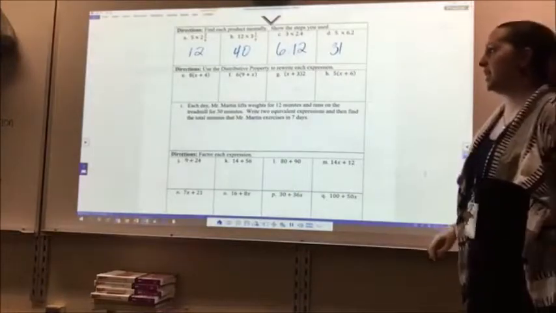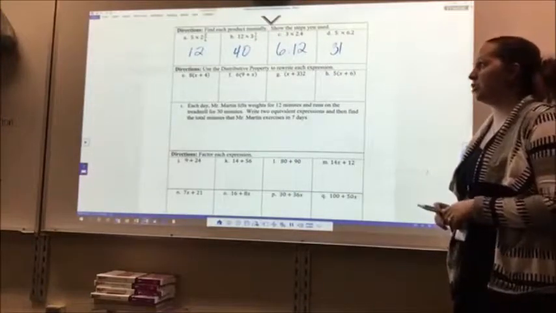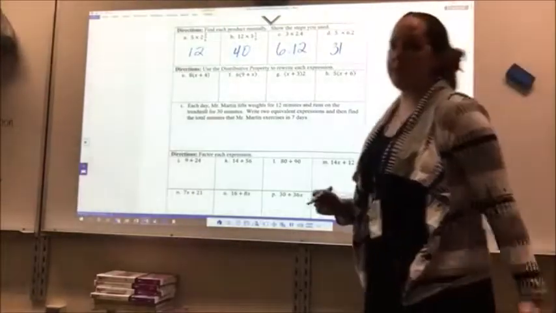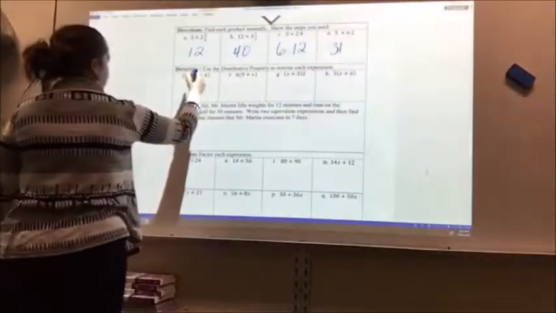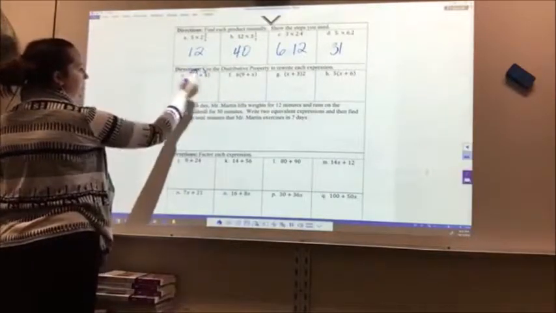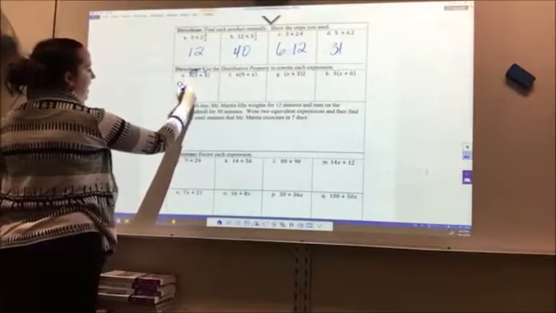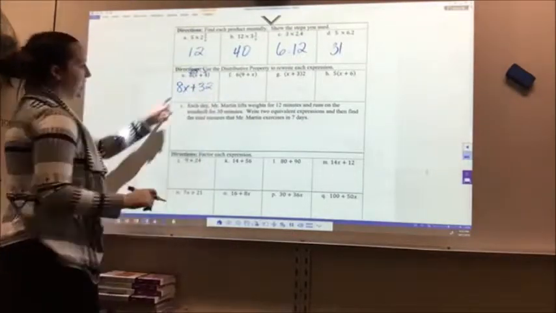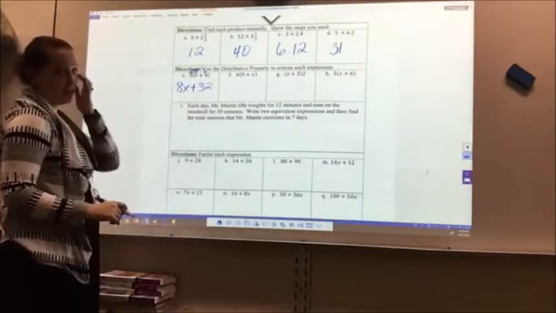For letters E, F, G, and H, I want to use the distributive property to rewrite each expression. So I'm going to take the 8 and distribute it to everything that's inside the parentheses. 8 times x is 8x. 8 times 4 is 32. Can't add these together because I have x's and 32.